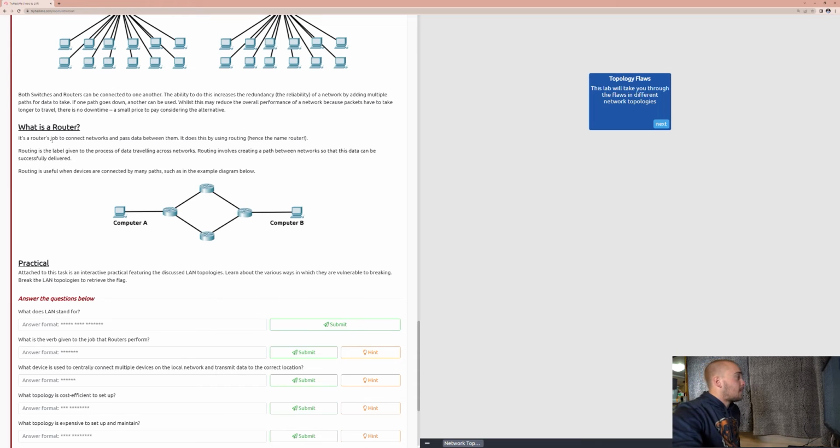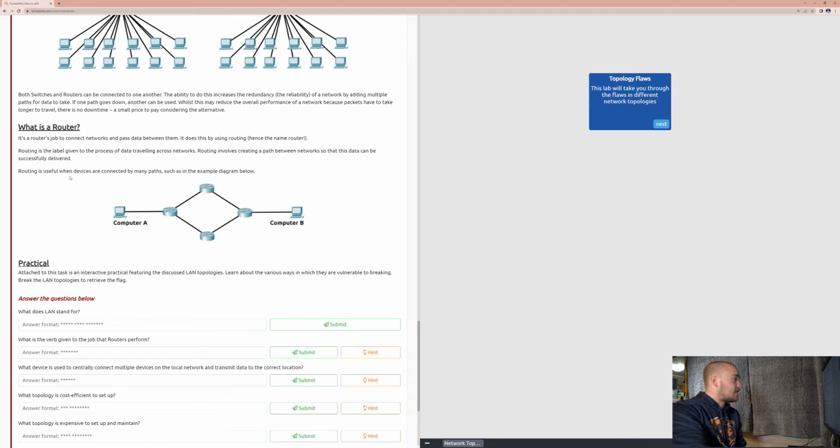And what is a router? It is a router's job to connect networks and pass data between them. It does this by using routing, hence the name router. Routing is the label given to the process of data traveling across networks. Routing involves creating a path between networks so that this data can be successfully delivered.